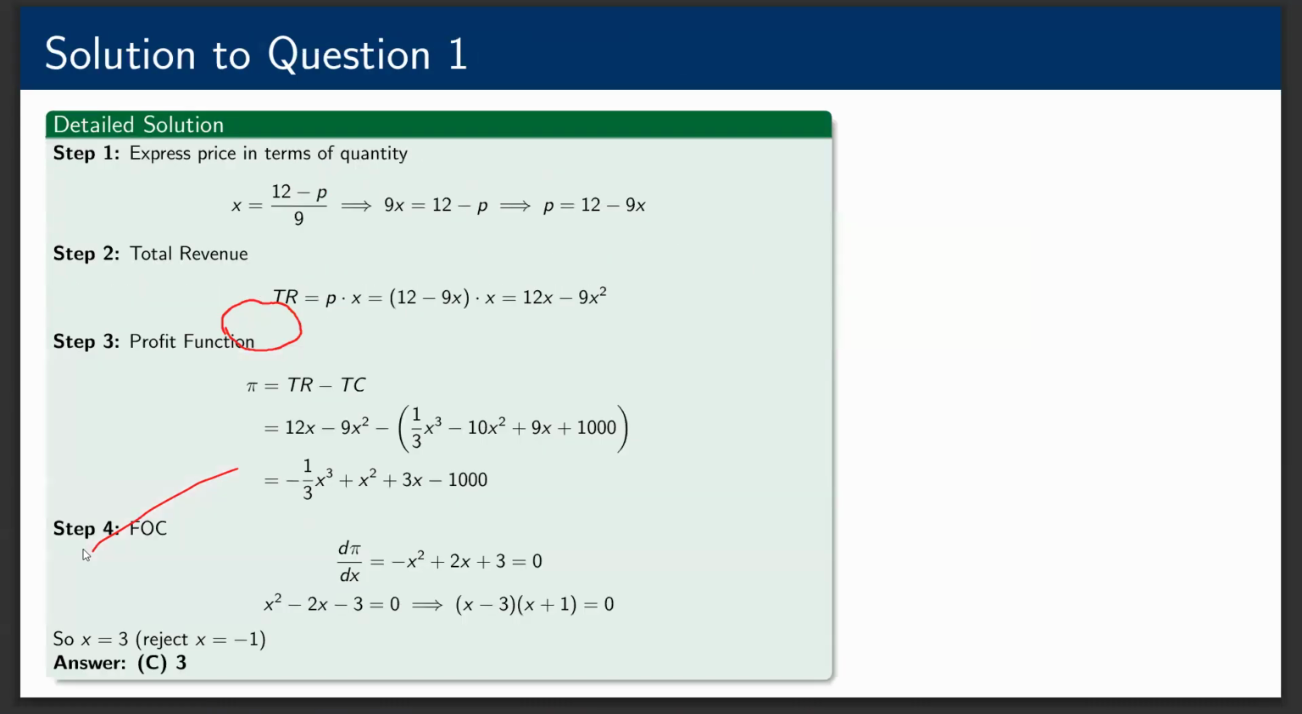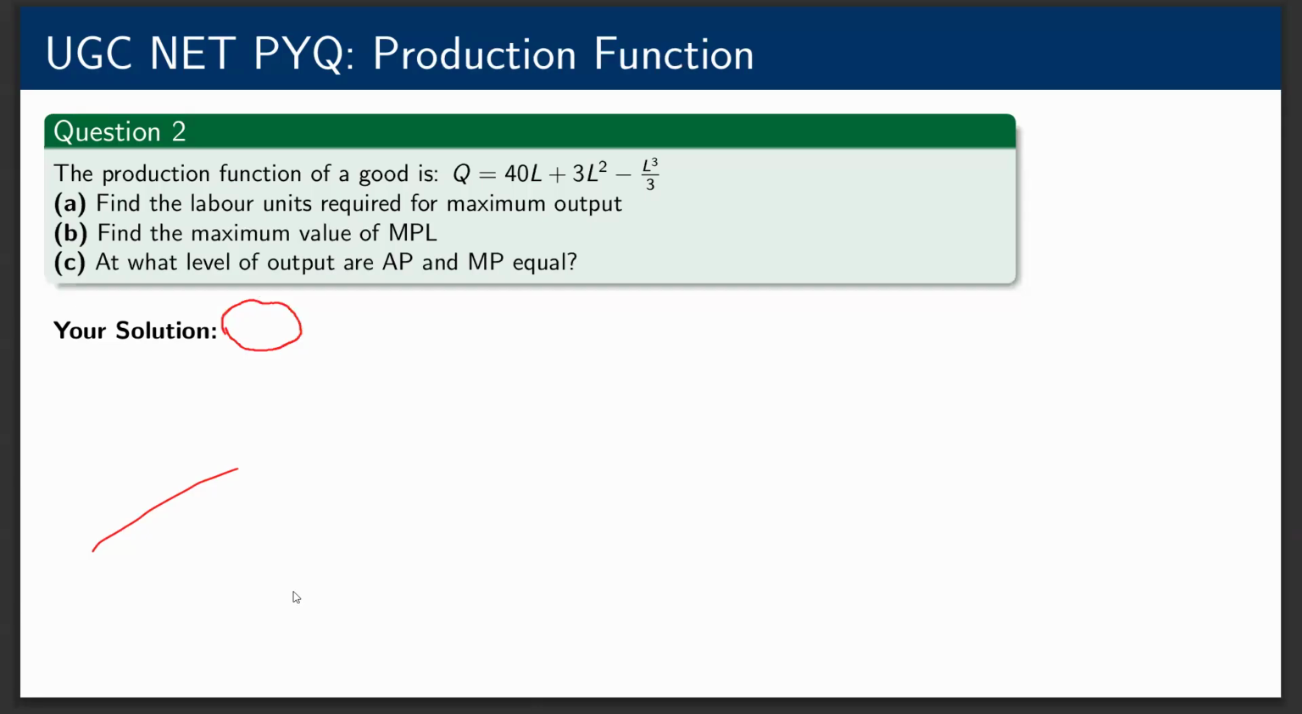Let me go down. Your answer is C, x equal to 3. x equal to minus 1 is rejected because the second order derivative becomes negative.